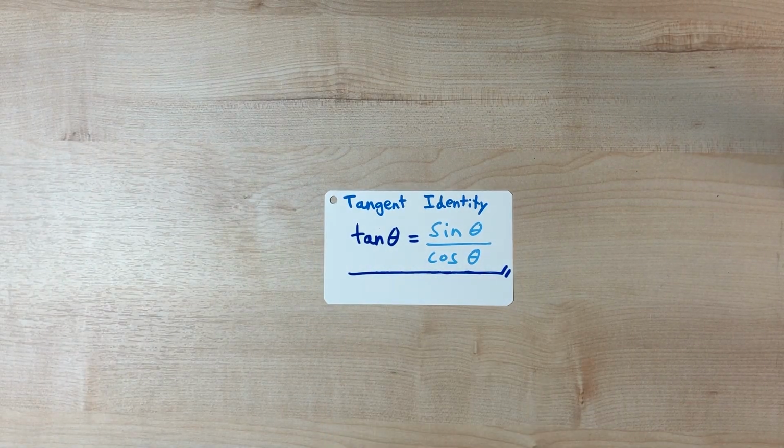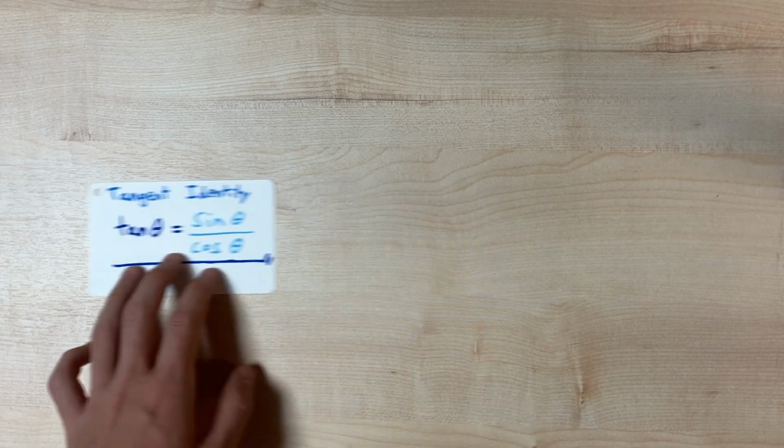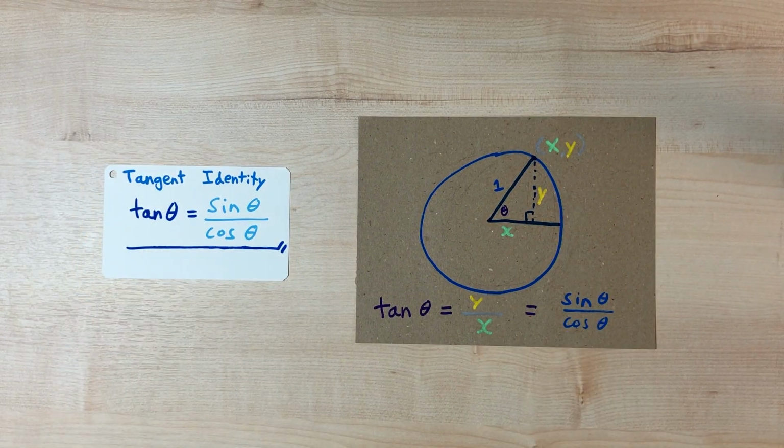The next identity, the tangent identity, is also very simple. It provides a very easy way of relating all the trigonometric functions with each other. We can investigate this in a unit circle. We can see that the tangent value for an angle is y over x, which, as we know, is sine theta over cosine theta.